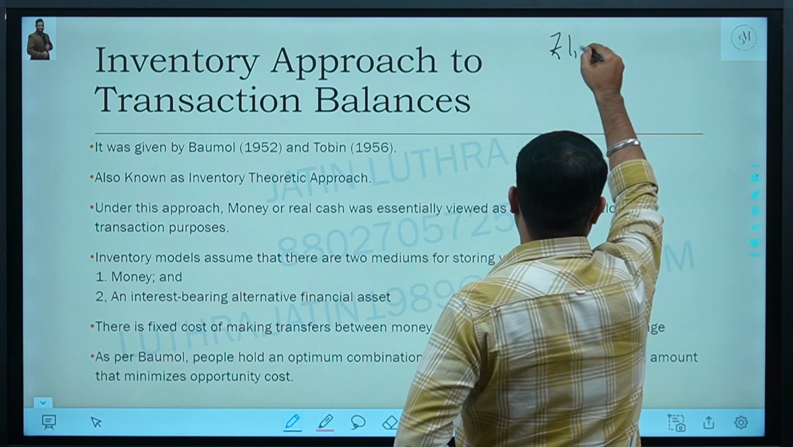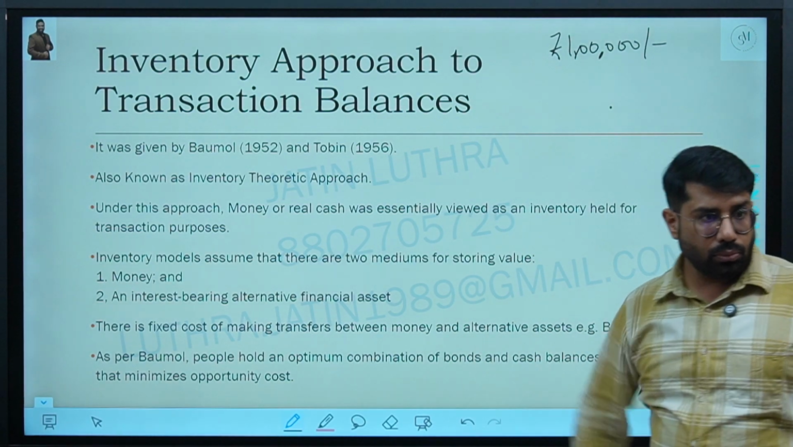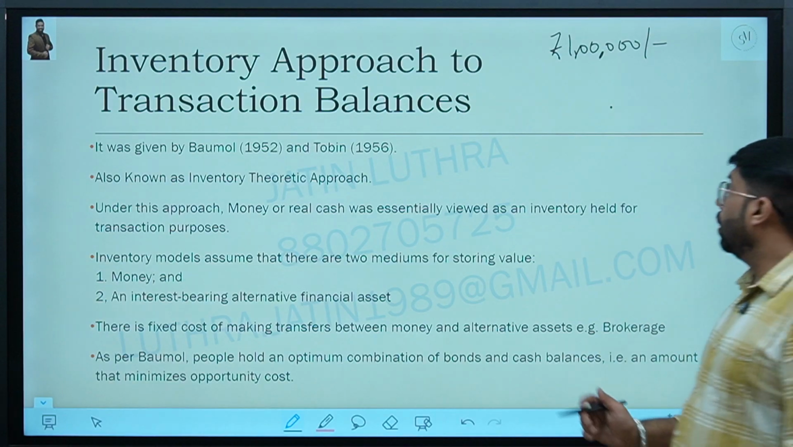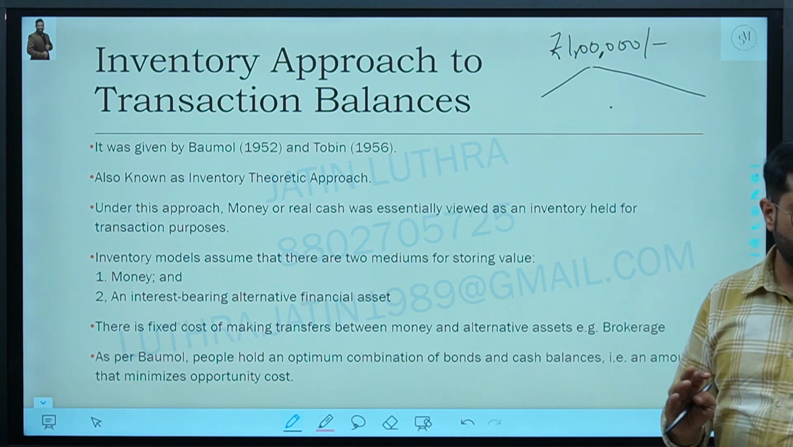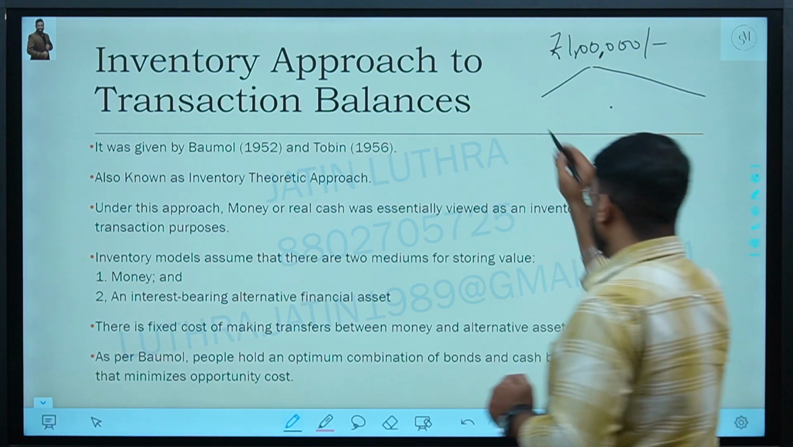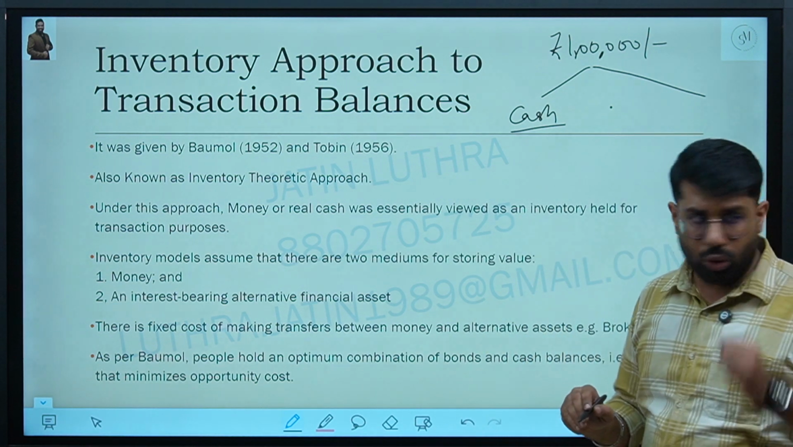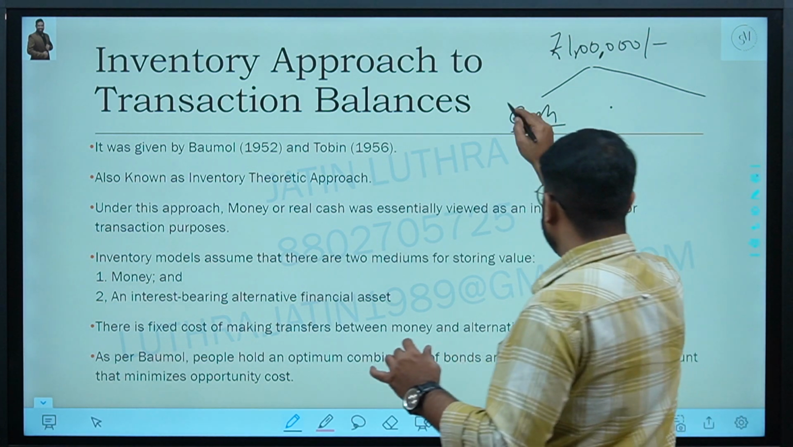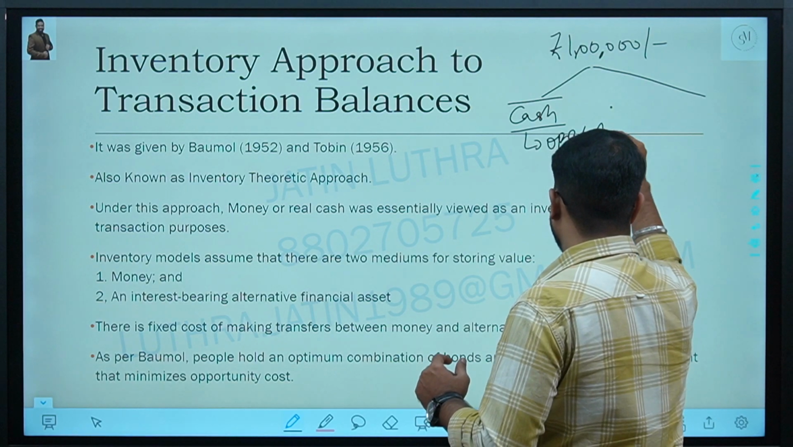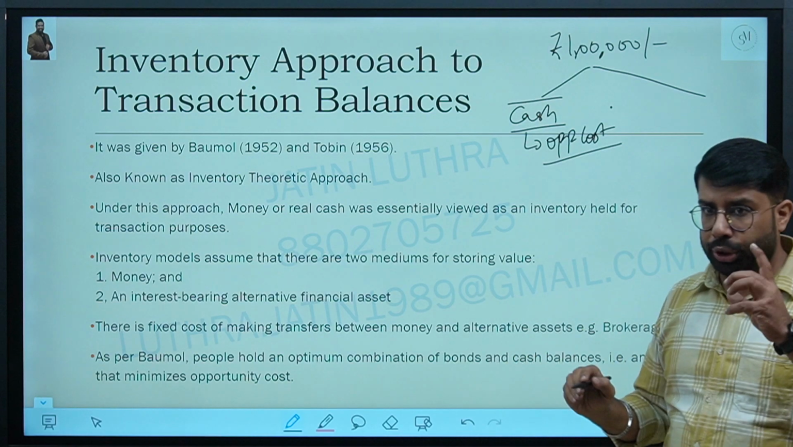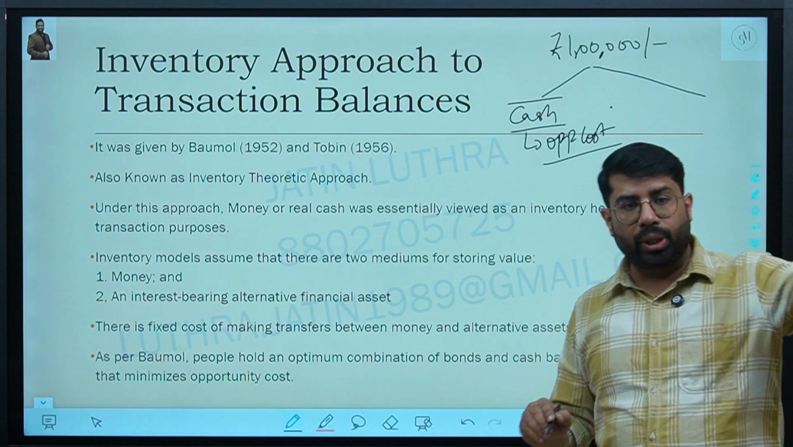Let us say I have 1 lakh rupees with me. There are two ways I can use this money. First, if I keep only cash with me, what will happen? There will be an opportunity cost. Yes or no? What will be the opportunity cost of holding cash with me? The interest, the return I can generate from the asset.